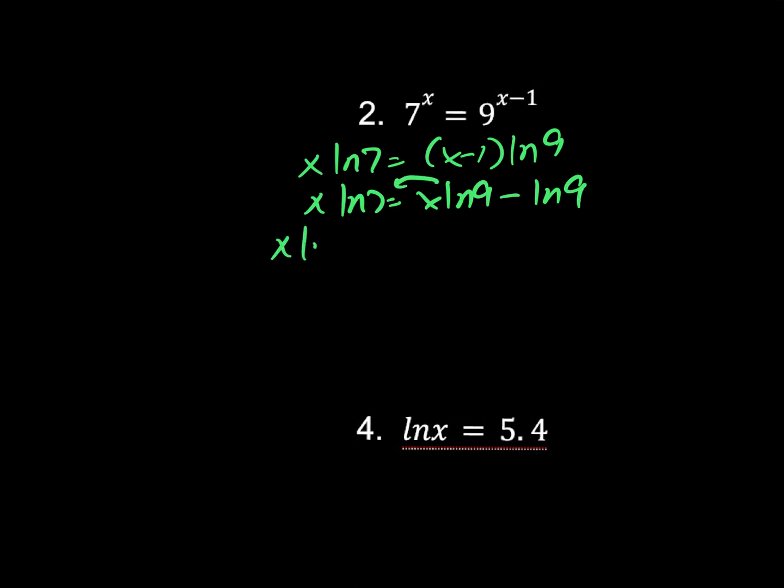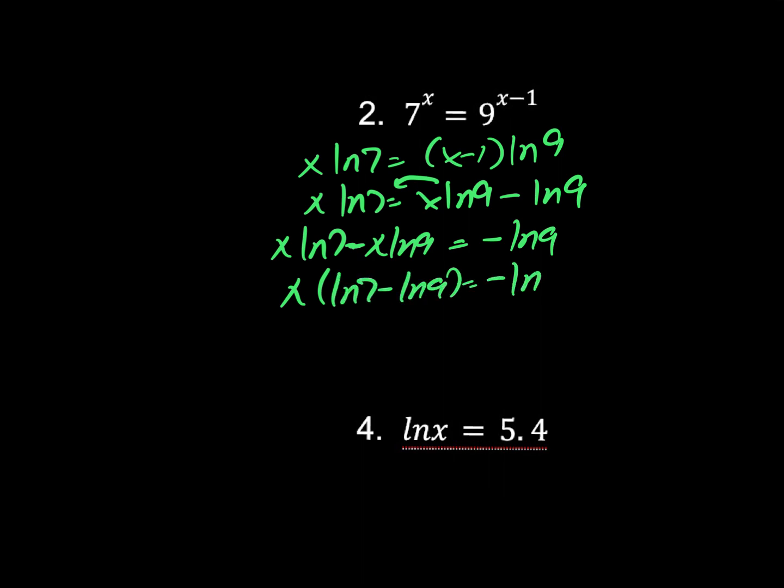Okay, put the x's together. So I got x natural log 7 minus x natural log 9. That equals negative natural log 9. Factor out the x on the left-hand side. That leaves natural log 7 minus natural log 9. Hint, hint, that's subtraction. Remember when you see subtraction, we turn it into division. So it's really x natural log 7/9 equals negative natural log 9.